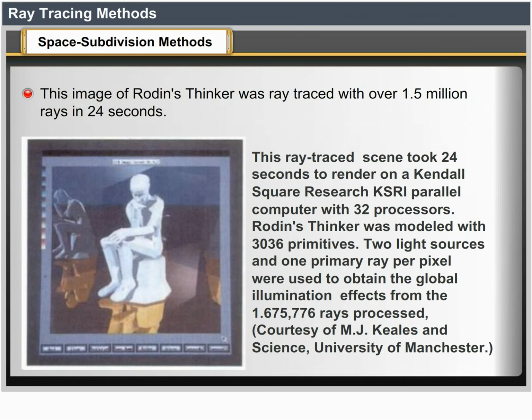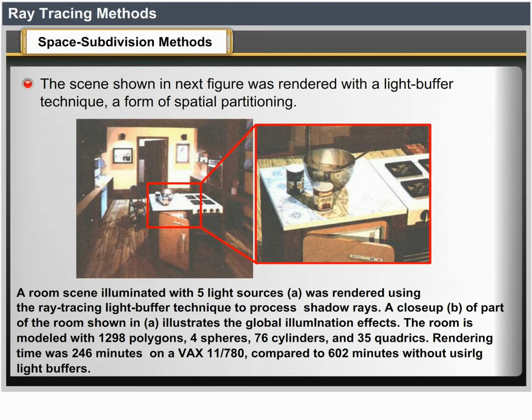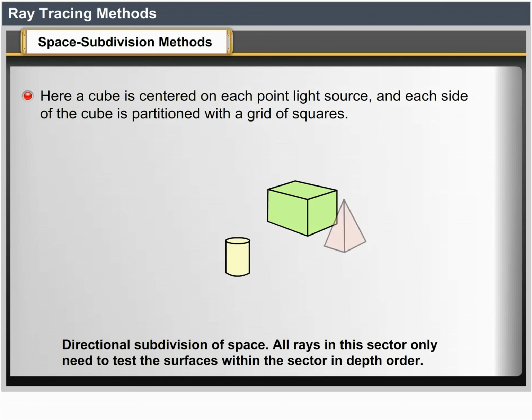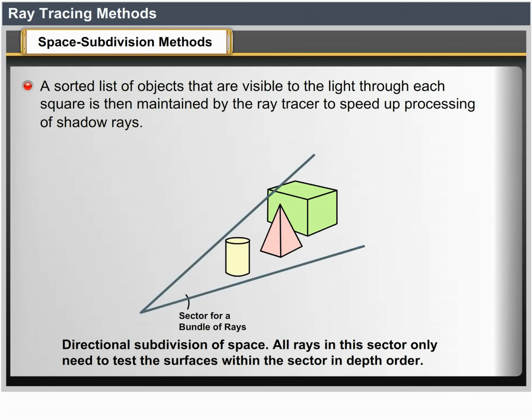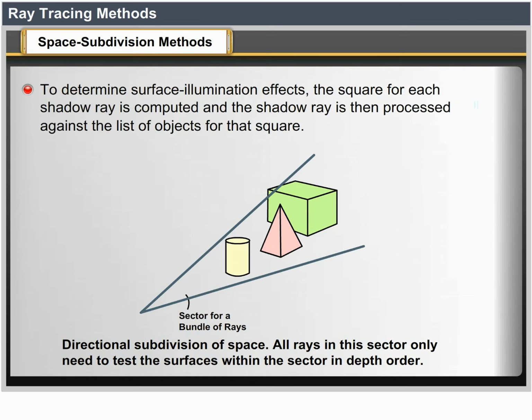The scene shown in the next figure was rendered with the light buffer technique, a form of spatial partitioning. Here a cube is centered on each point light source, and each side of the cube is partitioned with a grid of squares. A sorted list of objects that are visible to the light through each square is then maintained by the ray tracer to speed up processing of shadow rays. To determine surface illumination effects, the square for each shadow ray is computed and the shadow ray is then processed against the list of objects for that square.